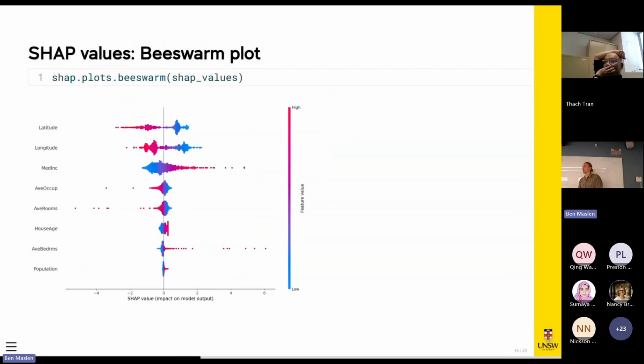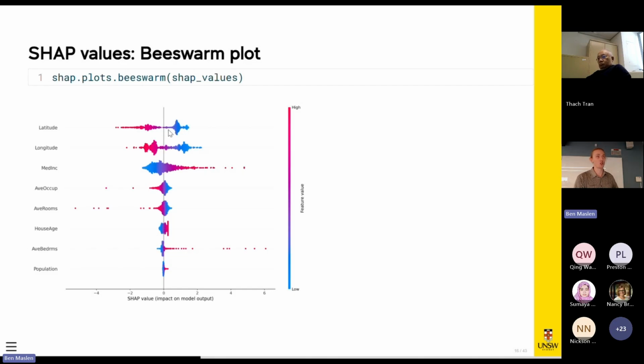So what we can do is plot what's called a bee swarm plot. So we're plotting here all of our SHAP values for every single sample in our data set. And we're going to color the SHAP values based on the feature values. Okay, so let's have a look at that. For higher feature values, it's red. For lower feature values, it's blue.